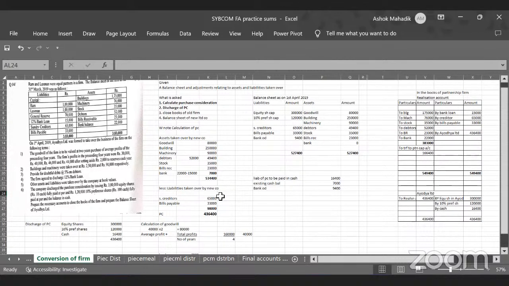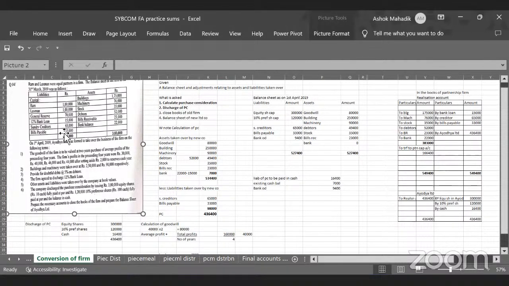So what I suggest, be here. I'll pass the entries. See if you could understand them. Okay, shall we start? So this is yesterday's sum of conversion. In this sum, balance sheet was given, and they told us that Ayodhya Limited, a new company, was formed to take over the partnership. This partnership is dissolved, and a new limited company is formed.